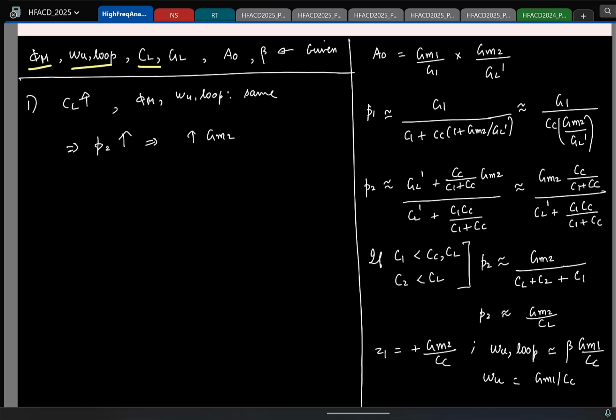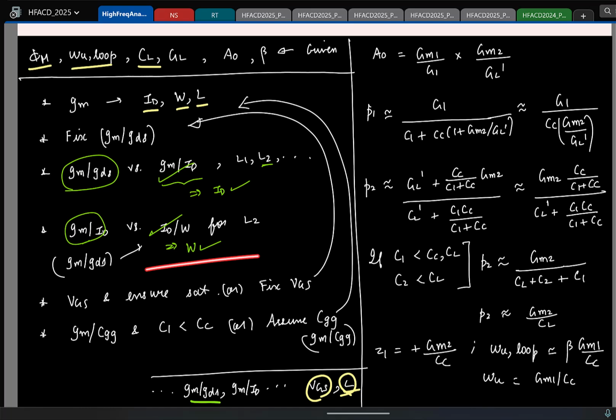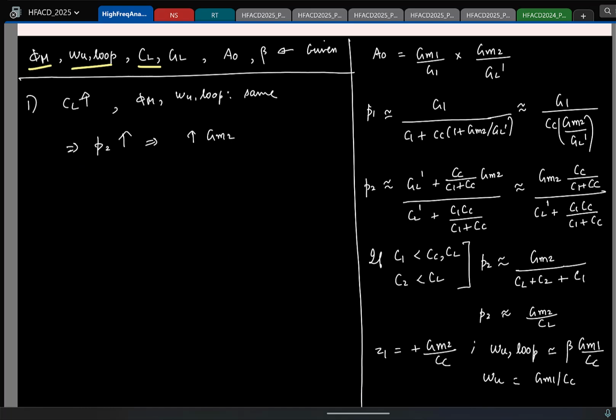Correct? And remember, if I increase GM2, I don't want to change the operating points earlier, right? So I want to increase GM, but I want to keep GM by ID the same, ID by W the same. So if I increase GM, I also have to correspondingly increase ID, which means I have to increase W. So the simplest thing is, let us say you have one transistor. If you want to double the GM, you put another transistor in parallel. That will keep the same VGS operating point voltage. Current will double, GM will double.